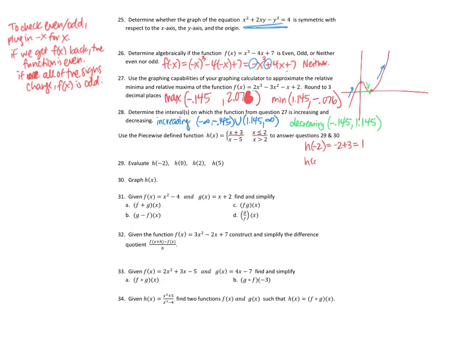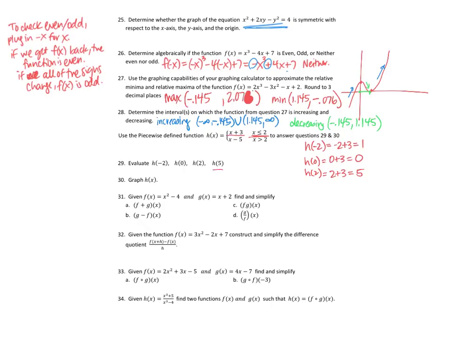H of 0 is going to be, so let me erase that real quick, and let's think about this. Well, 0 is less than 2, so I'm going to use this top one. 0 plus 3, which is 0. And then h of 2, I want to see which one am I looking at. Is 2 less than or equal to 2, or is 2 greater than 2? Well, it's less than or equal to 2, right? So I'll have 2 plus 3, which is 5.